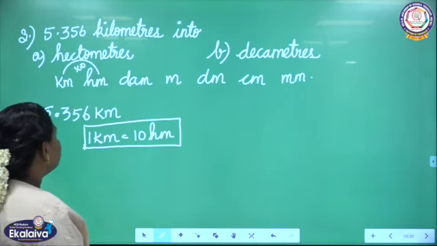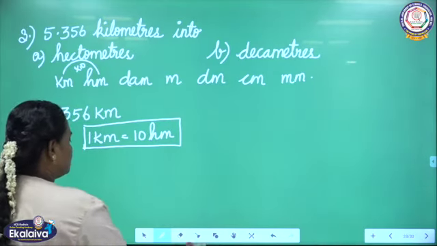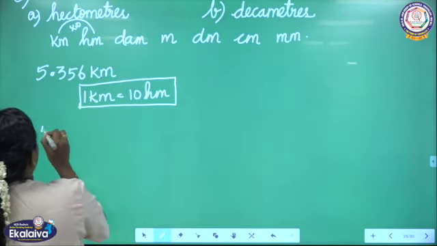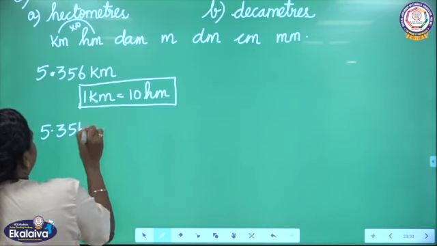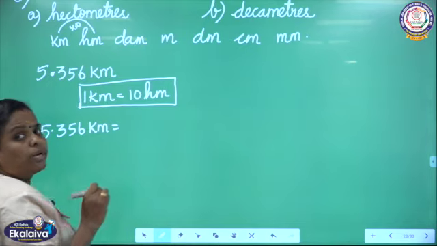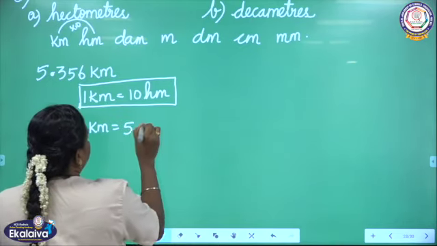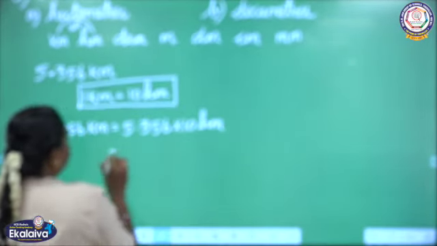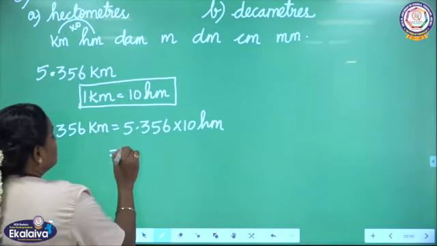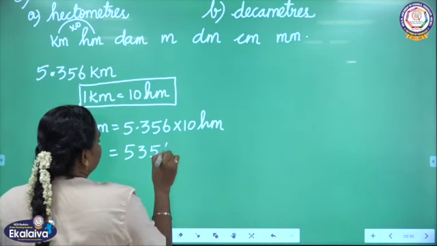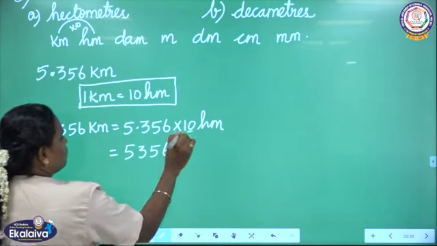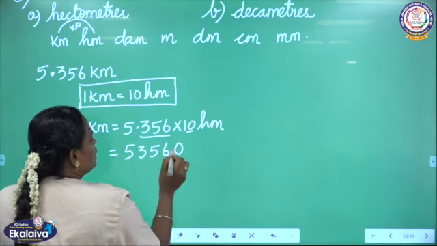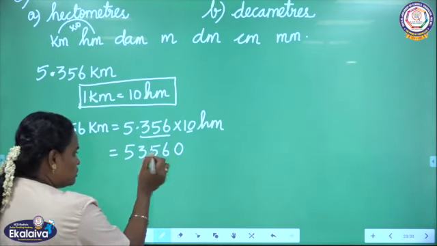So, 5.356 kilometer equal to how many hectometers? We are going to multiply 5.356 into 10 hectometer. In decimal multiplication, you write this, then you include the 0, only one 0 is there. Then how many decimal places are there? 3 decimal places. So from the back you leave 3 digits, 1, 2, 3.